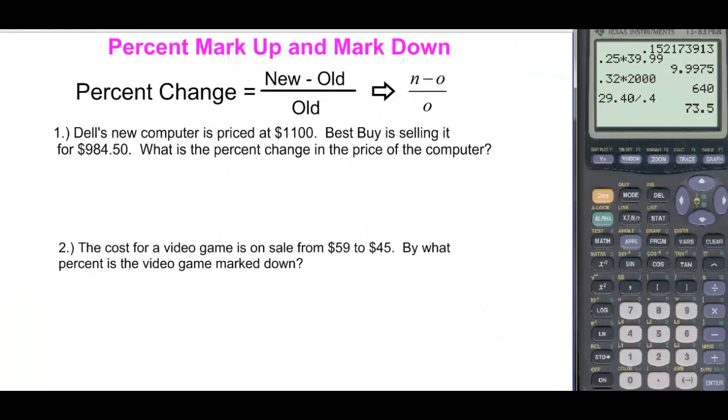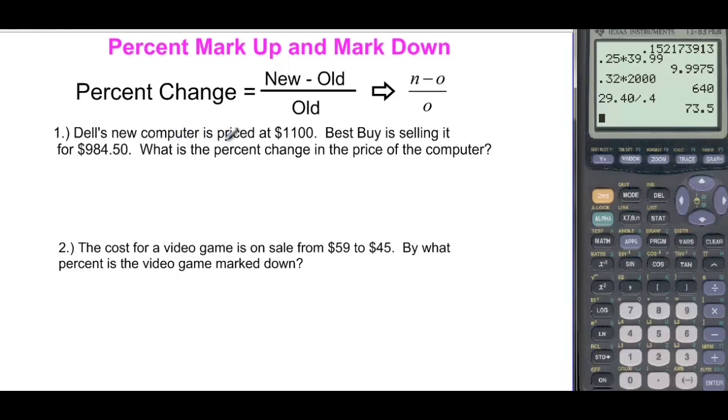Okay, the last examples here show percent markup and markdown. A lot like the last examples, but here's a great equation. To find a percentage change, the best thing to do is put new minus old, whatever the new price is minus the old price, and it's always divided by the old price. I shorten it and always think of it as N minus O divided by O. That's a great way to set it up. So let's take a look at some examples to understand how this setup works.